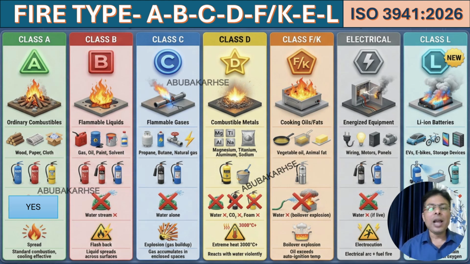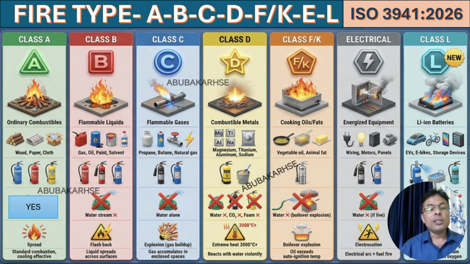Hello friends, today I will discuss the different types of fire and what extinguisher you can use for each. You are familiar with the A, B, C, D, E, F, K fire types, and there is also one new type, L. ISO 3941-2026 has introduced the L type fire. So L is the new one.